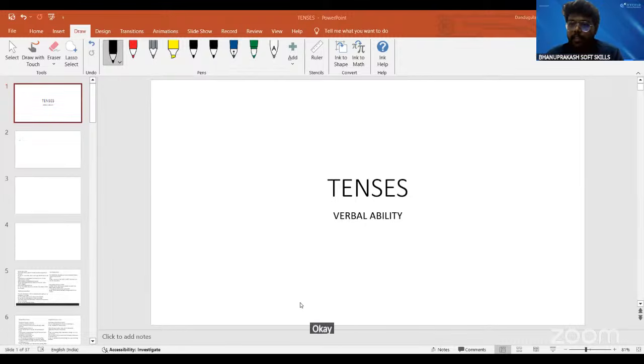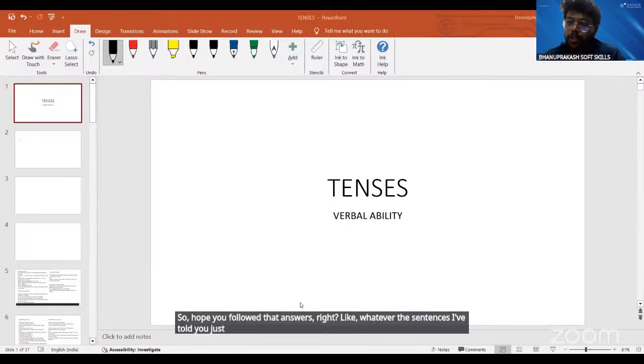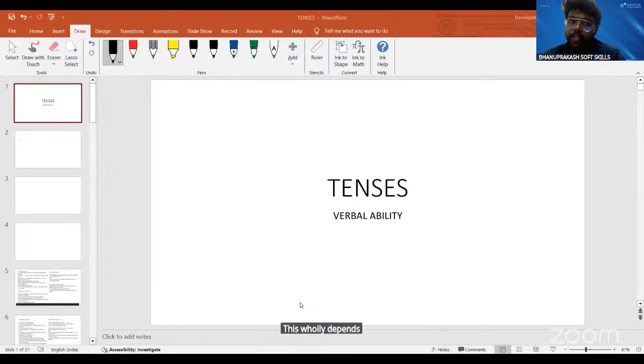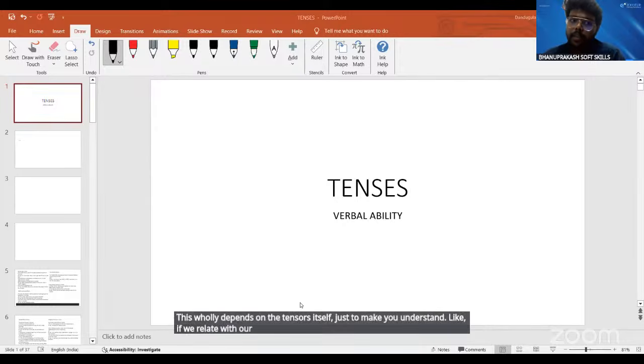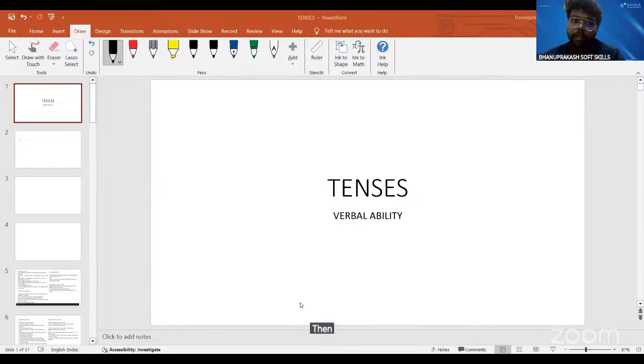Okay, these are enough. So hope you followed the tenses, right? Like whatever the sentences I have told you just now wholly depends on the tenses itself, just to make you understand. Like if we relate with our mother tongue, then it will be more understandable. Just a second.